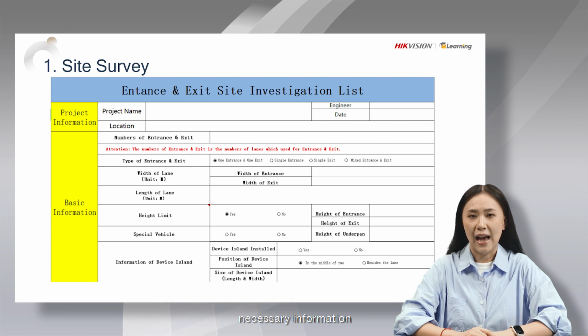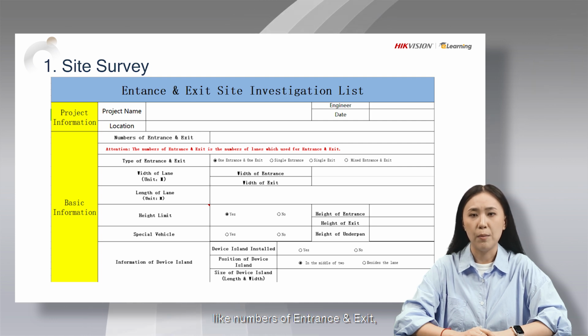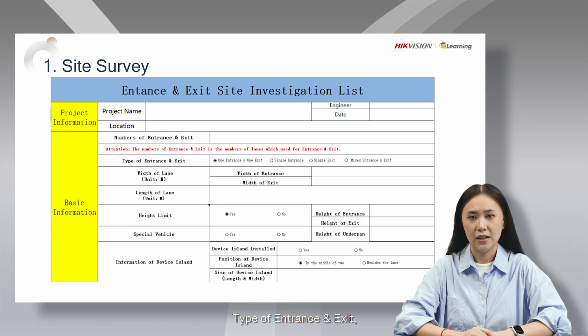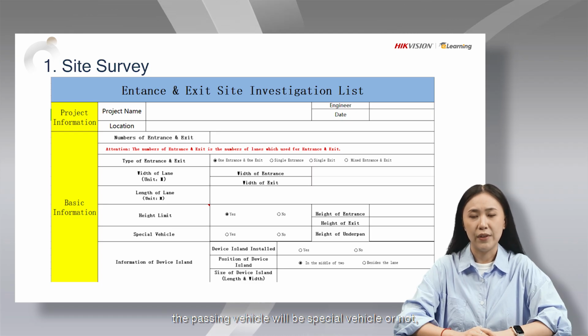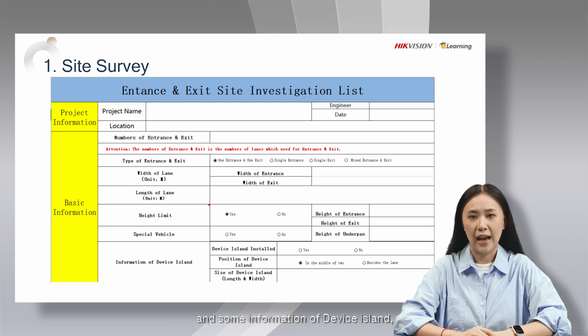Investigation list to collect necessary information like numbers of entrance or exit, which means lanes, type of entrance and exit, width and length of lanes, height limit, the passing vehicle will be special vehicle or not, and some information of device island, like position of device island.